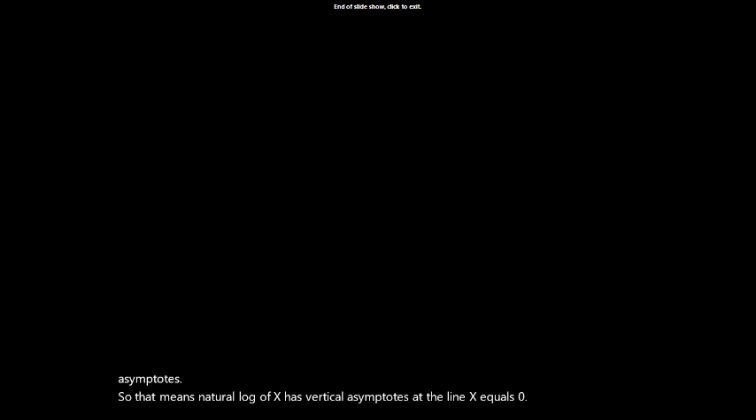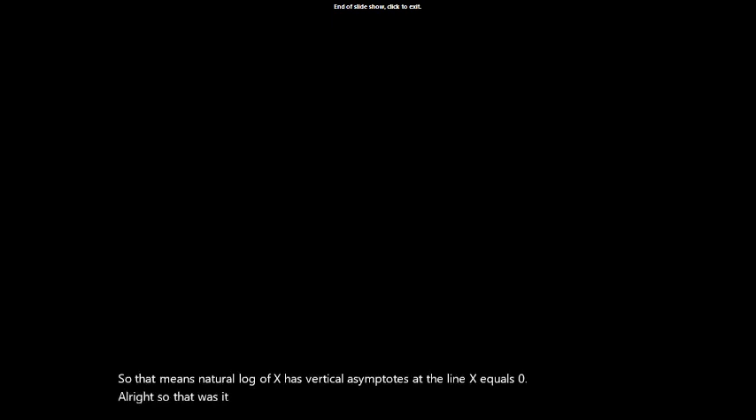All right, so that was it for limits at infinity. You might notice that there were some overlaps with infinite limits, so there can be some overlap, but limits at infinity deal with horizontal asymptotes and also slant asymptotes.